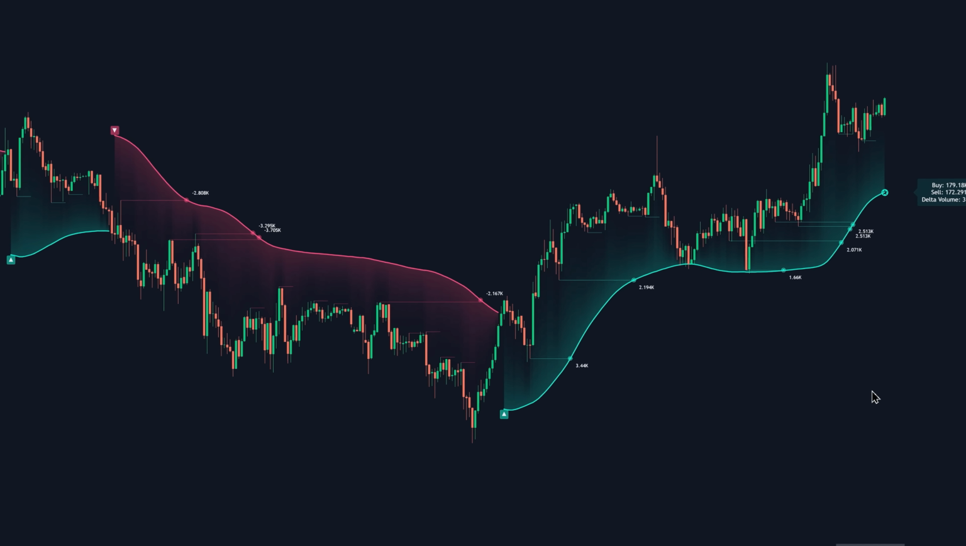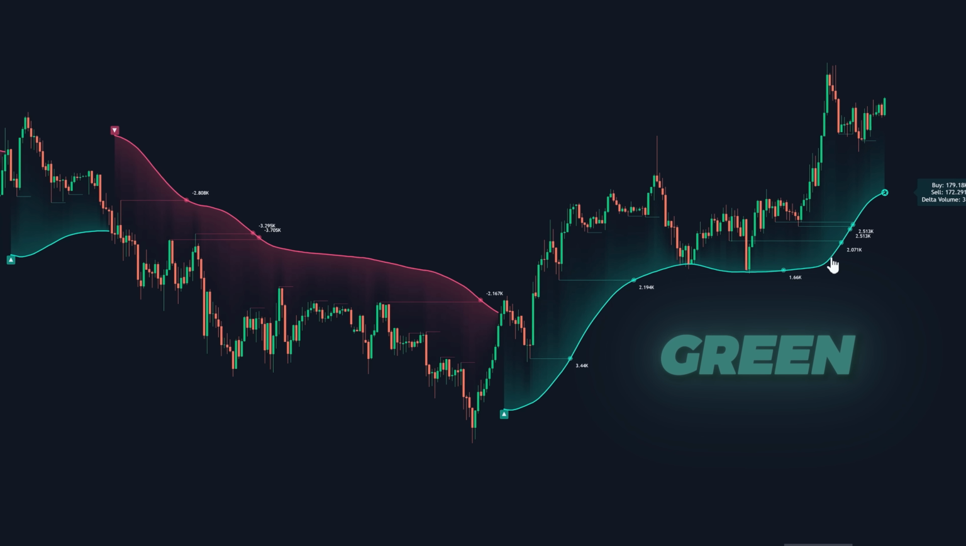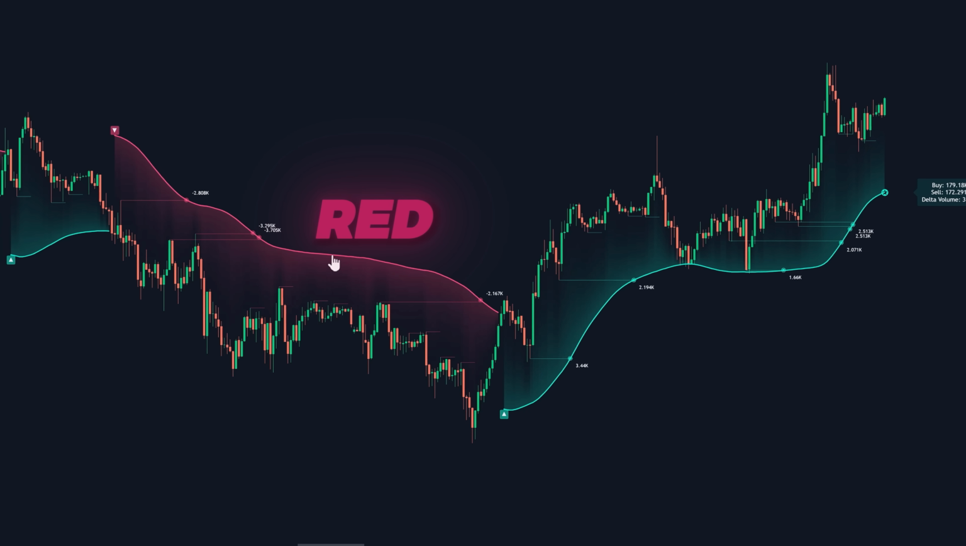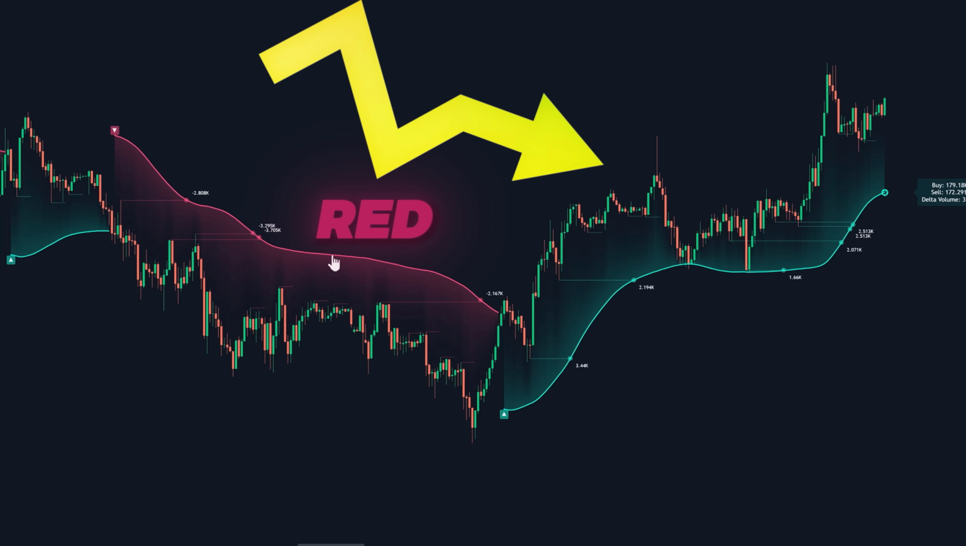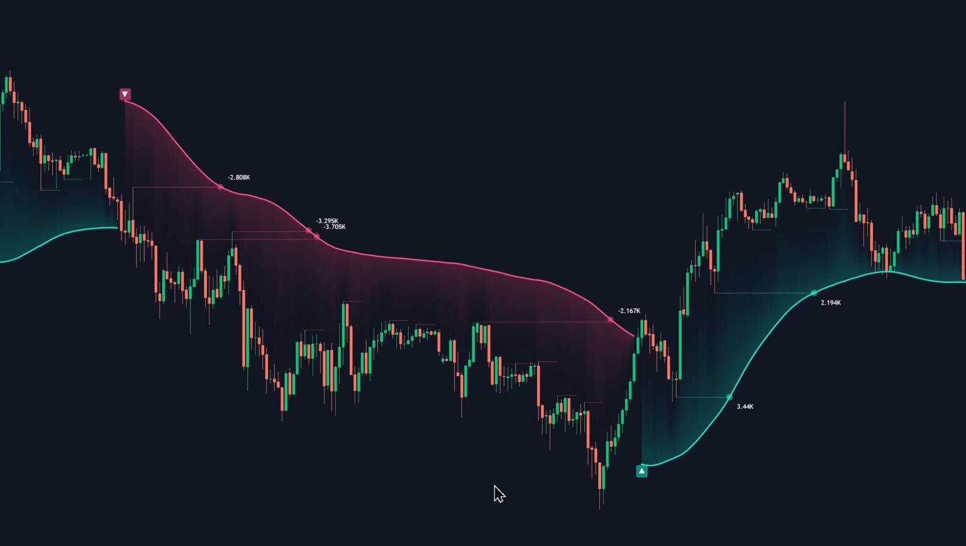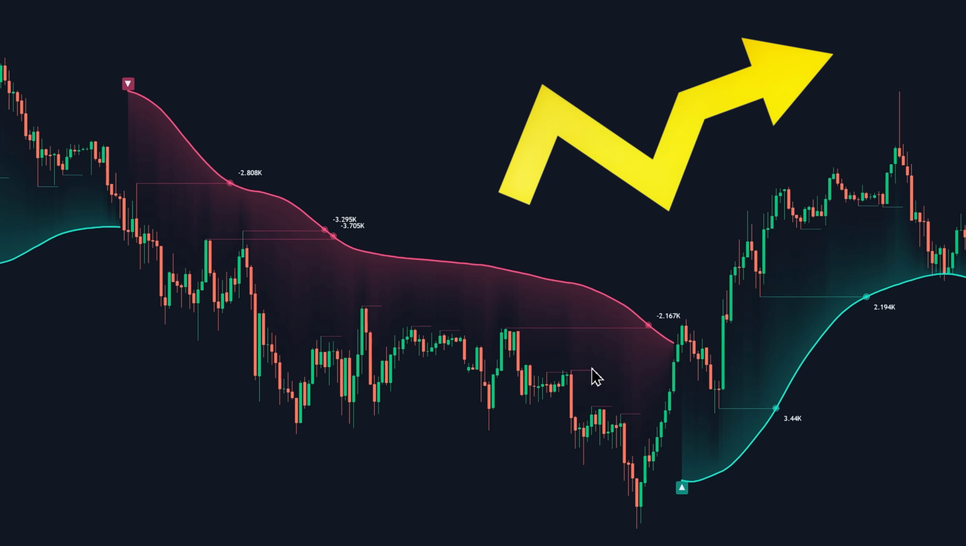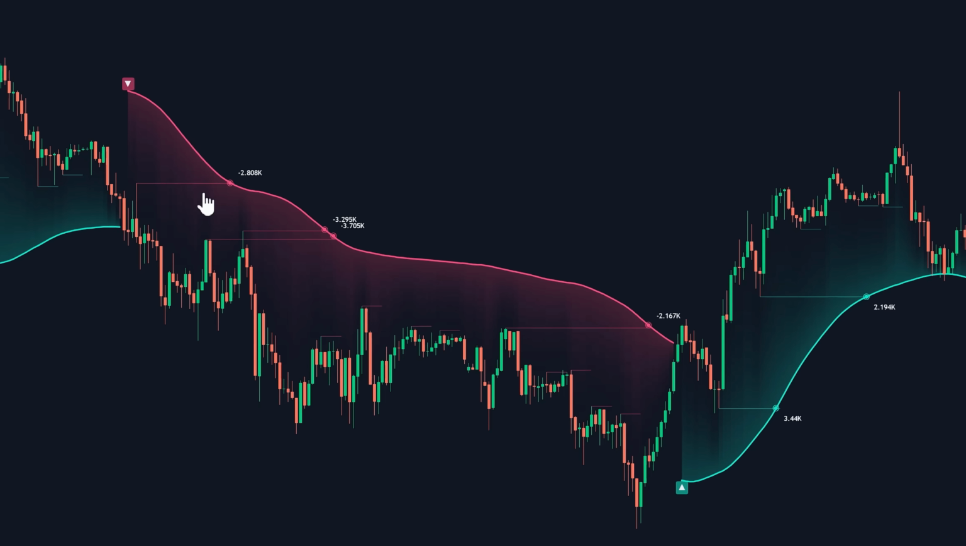The first and most obvious is the VIDYA line, which forms the trend cloud. Whenever the VIDYA line is green, it indicates that the market is bullish. Conversely, if the VIDYA line turns red, that would indicate that the market is bearish. Now, to help you spot transitions between bullish and bearish trends, there are up and down arrows. As you can see, a green upward arrow indicates the onset of a bullish trend, while a red downward arrow indicates the onset of a bearish trend.